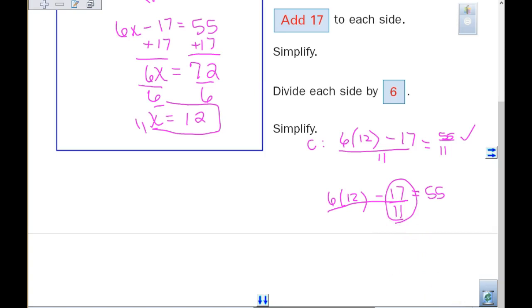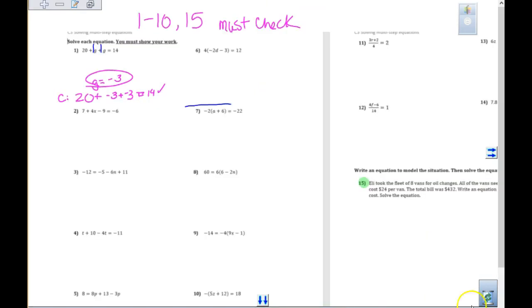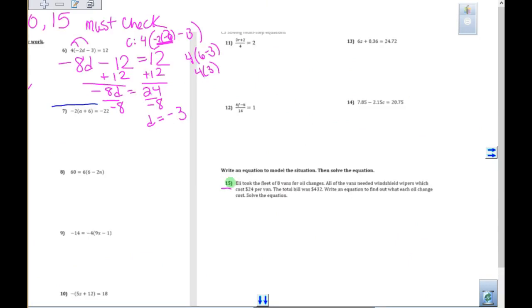Okay? So, in your homework, turn back to the C3. Vans were in for an oil change. They also all need windshield wipers that cost $24 per van, and our total bill was $432. And we want to find out how much this company is charging to get our fleet of vans in to get their oil change. How much per oil change? So we are going to start off with, we have 8 vehicles.